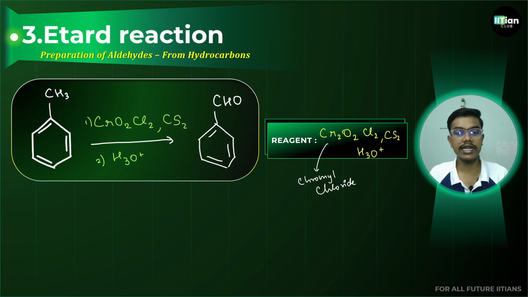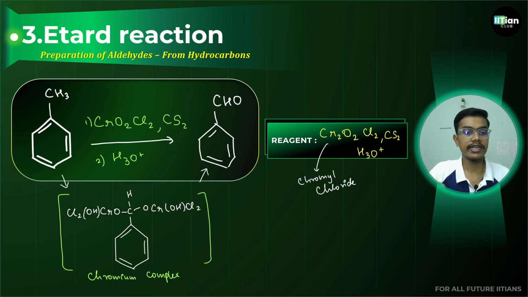The next is Etard reaction, which is preparation of aldehydes from hydrocarbons. And you can see that toluene, when it is reacting with chromyl chloride, gives aldehyde. This is the intermediate complex which is getting formed, and I hope you got this reaction.